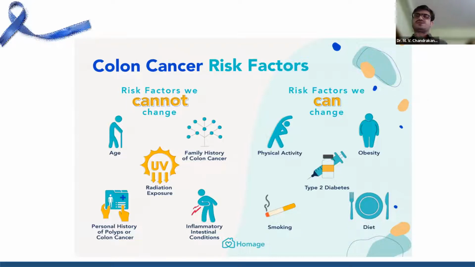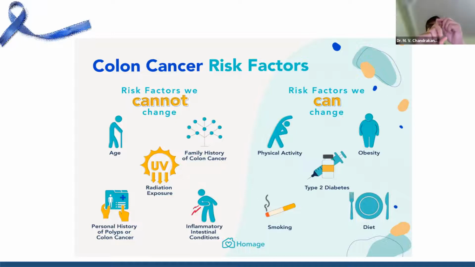Whereas if there is no family history and if I am not able to control the non-modifiable risk factors, then I must work on the modifiable risk factors. What are those modifiable risk factors?